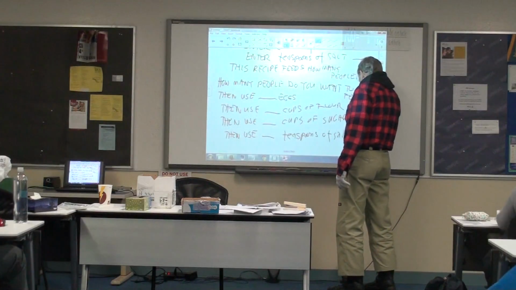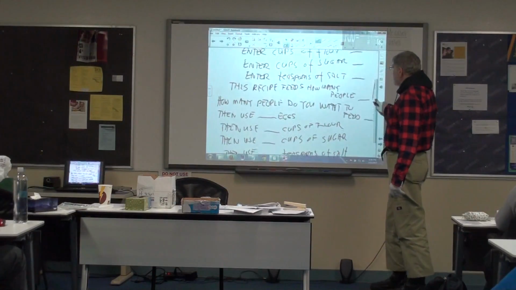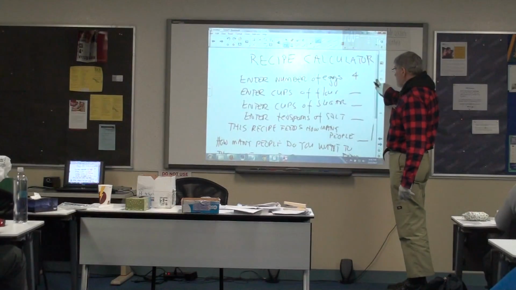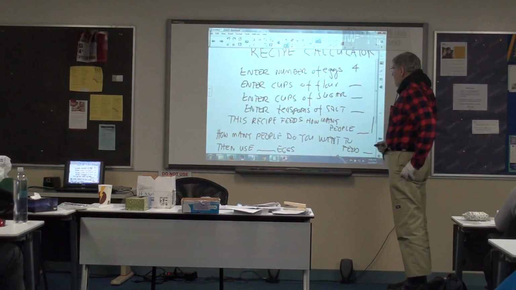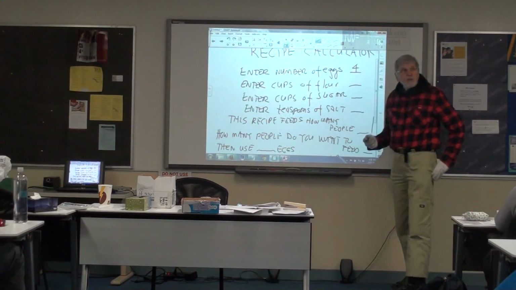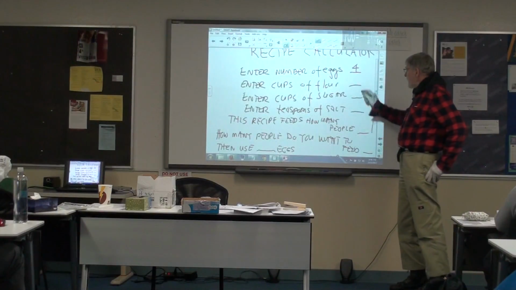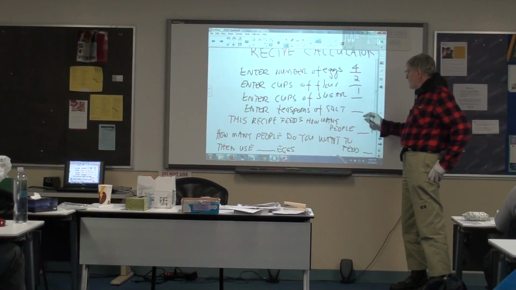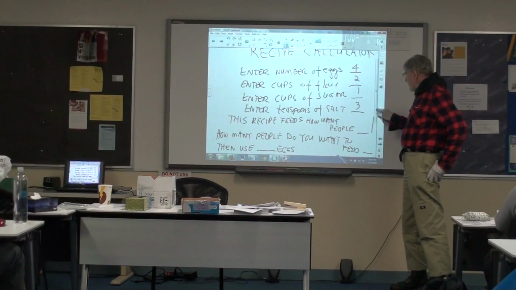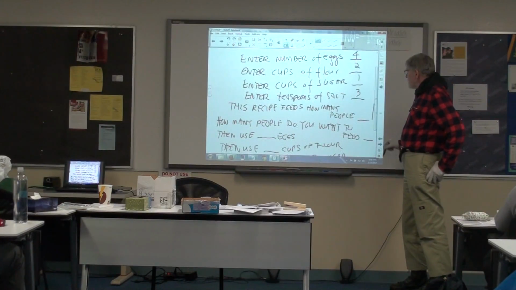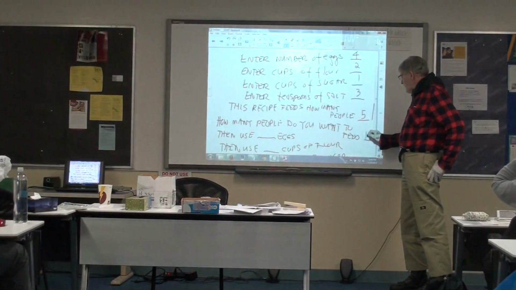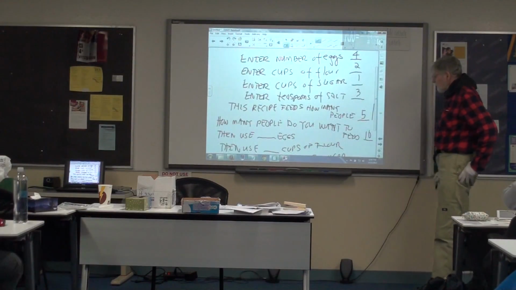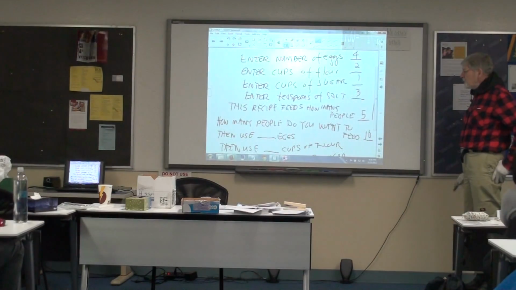Okay, so now, this program will take a recipe that you know for some number of people, the number of eggs, the cups of flour. So let's do some desk checking. Suppose you use 4 eggs, 2 cups of flour, 1 cup of sugar, and 3 teaspoons of salt. Suppose this feeds 5 people, and you want to feed 10 people. Then how many eggs should you use?